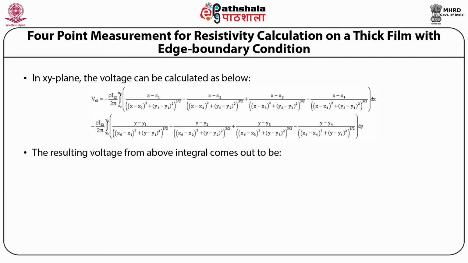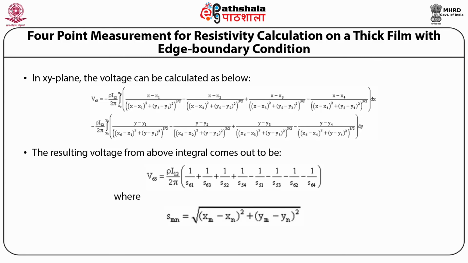The resulting voltage from the above integral comes out to be V65 equals rho I12 divided by 2 pi into (1 divided by S61 plus 1 divided by S63 plus 1 divided by S52 plus 1 divided by S54 minus 1 divided by S51 minus 1 divided by S53 minus 1 divided by S62 minus 1 divided by S64), where Smn equals the square root of (xm minus xn) whole squared plus (ym minus yn) whole squared.